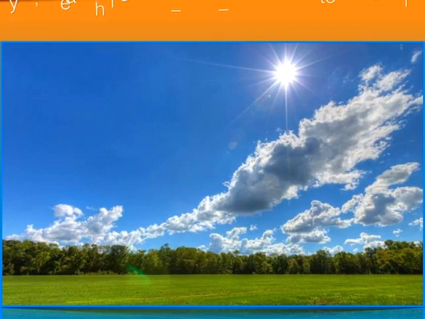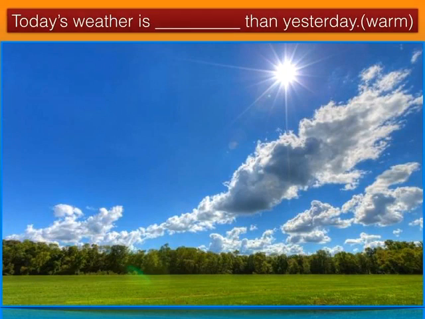What can you see here, students, in this image? Well, it says that today's weather is dash than yesterday. And the word which is in the bracket is an adjective which we would be using over here. So students, can you tell me which form of adjective we will use over here? Yes, we will use comparative form of adjective because we are comparing today's weather with yesterday's weather. So there is comparison between two of them.